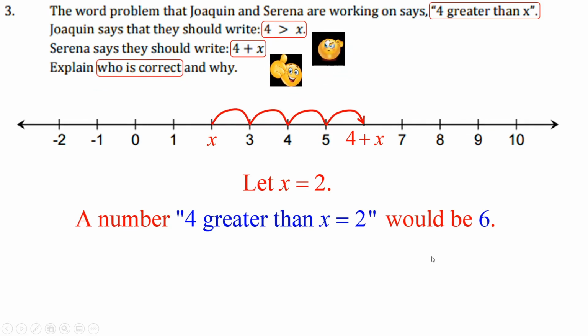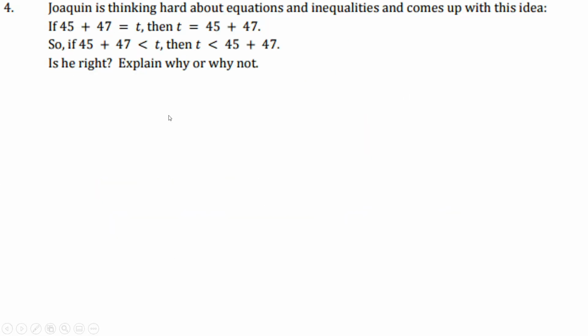Okay, no problem there. So let's do one more and then we'll take a little break on the video. Joaquin is thinking hard about equations and inequalities and comes up with this idea. If 45 plus 47 equals t, then t equals 45 plus 47. Can we all agree with that? So that's like saying if a equals 2, then 2 has to equal a. And you guys, that's called the commutative property right there.